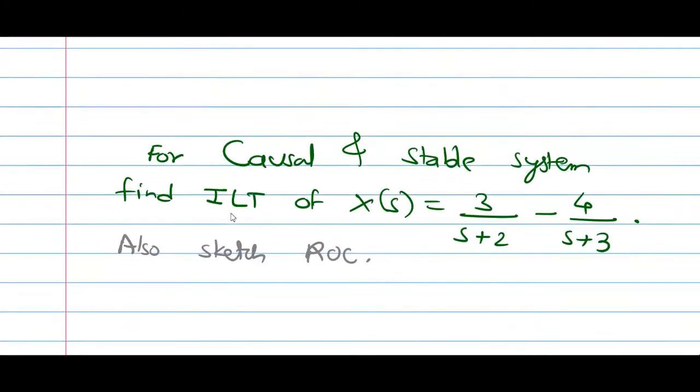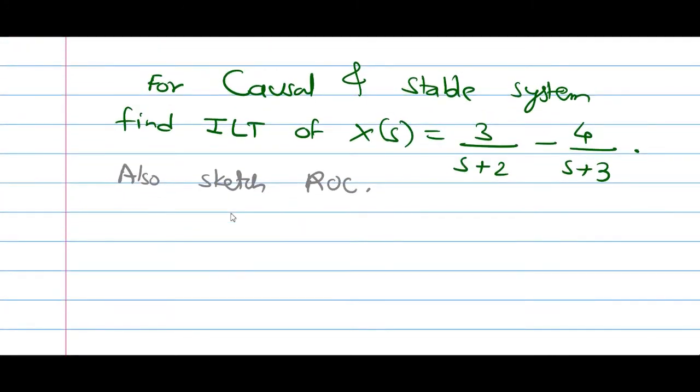Now let's look at the question. For a causal and stable system, find the inverse Laplace transform of X(s) = 3/(s+2) - 4/(s+3). Also sketch ROC. If you look at the question carefully, they have not mentioned the ROC. Instead of mentioning ROC, they have mentioned the condition, causal and stable system.